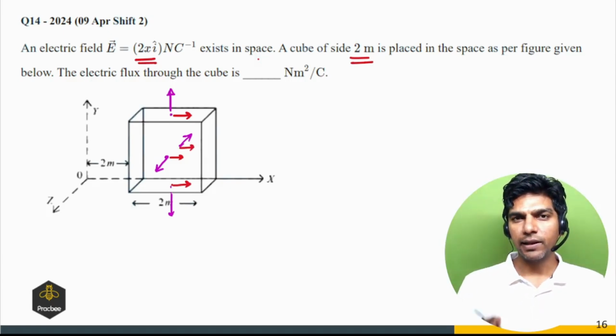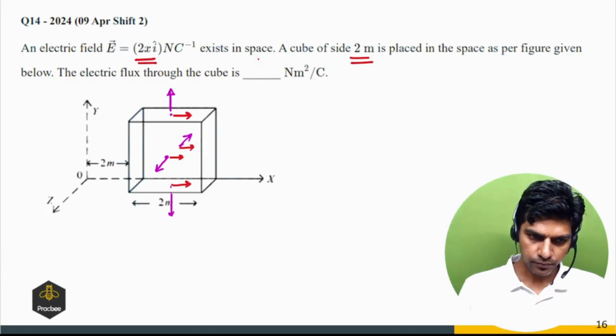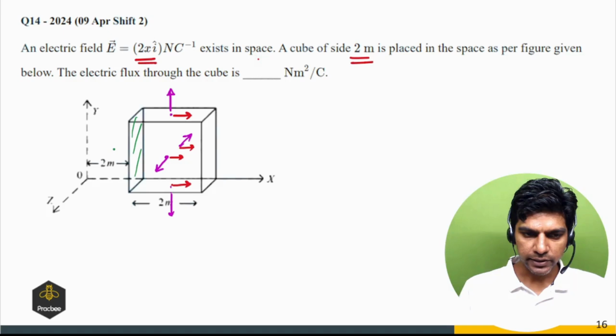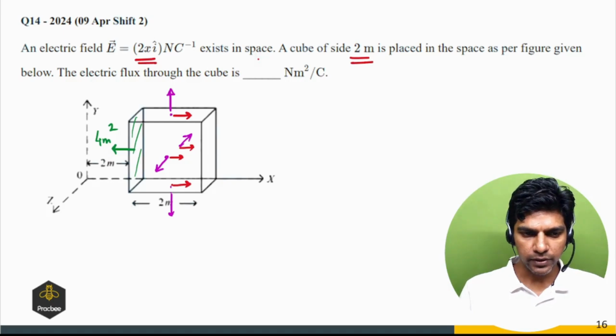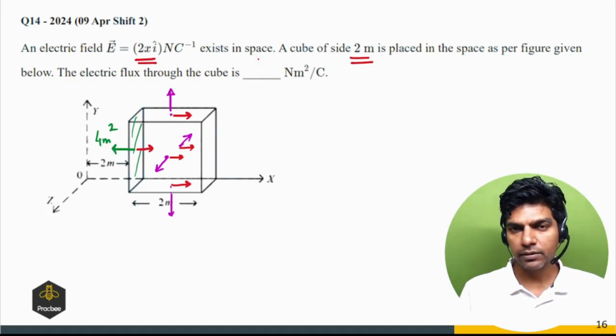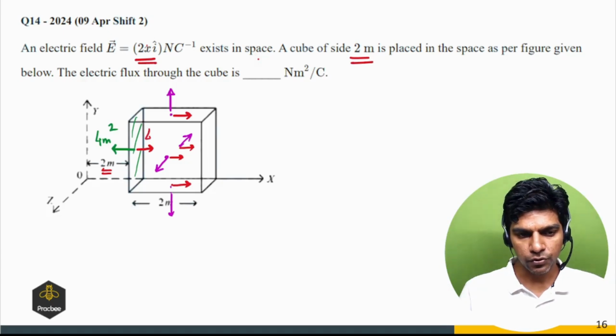So we are left with the left face and the right face. For the left face, the outward normal is in the left direction, and its value, it's a cube of side 2, so that will be 4 square meter. But the electric field is in the right direction, and if you look at the value of x at the left face, the value of x is 2 meters, so the electric field will be 4 Newton per coulomb in the x direction.